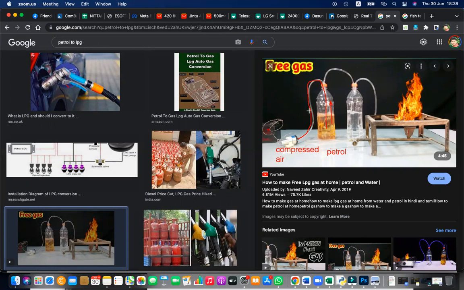Therefore, when the bubbles are sent, the petrol evaporates into gas status. This evaporated gas is then sent to the next line, the water bottle, and there will be bubbles in the water because of the pressure. So what's the reason why we need to send this gas into the water bottle?